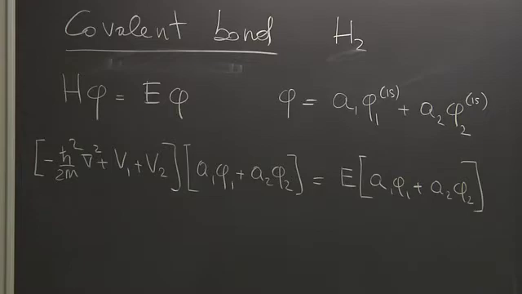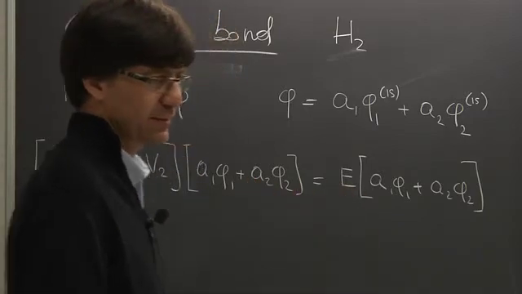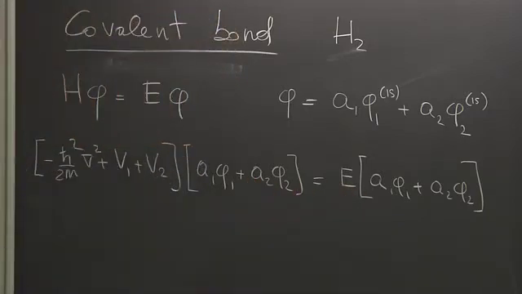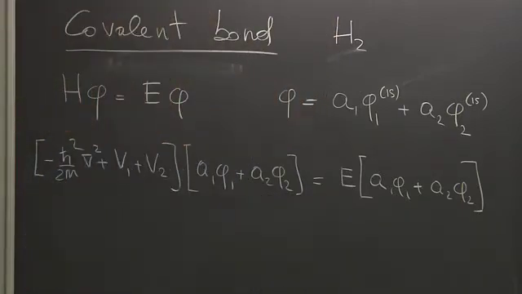So this is the equation I would need to solve for A1, A2, and E, my three unknowns. All the rest is fixed and is given. Let me now notice something interesting here on the left-hand side.